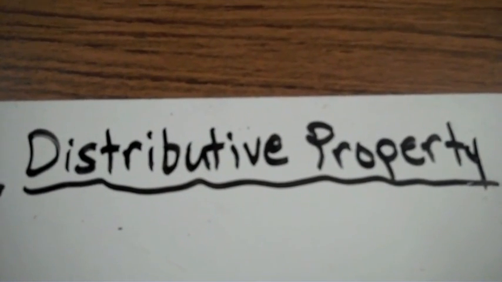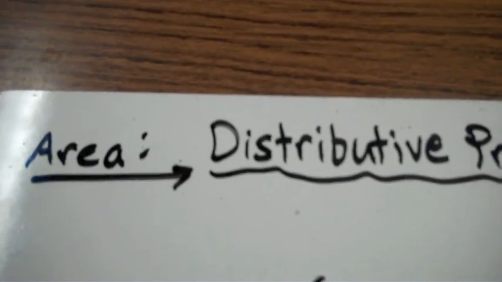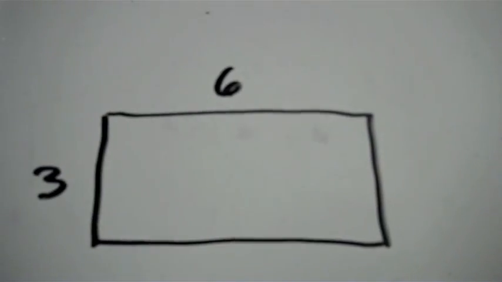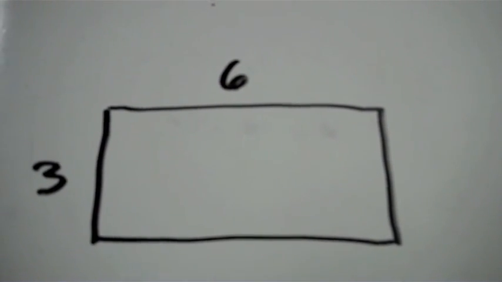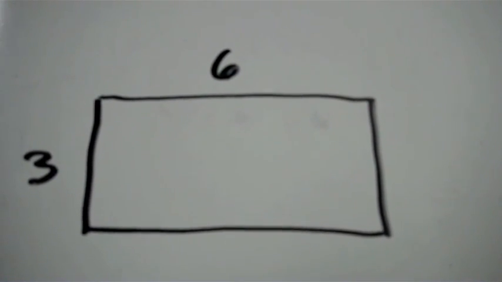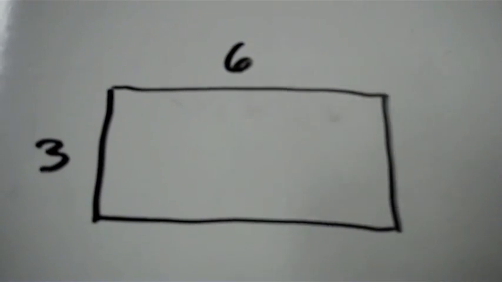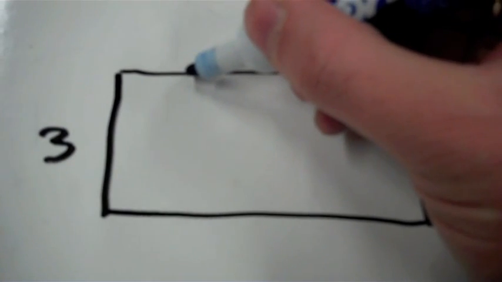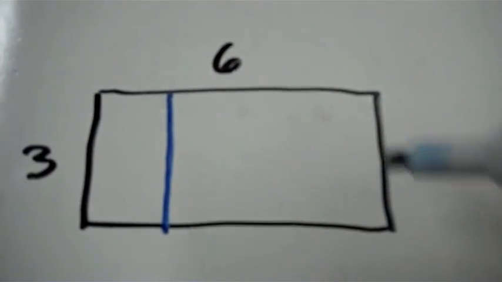Today we're going to learn to use the distributive property to find the area of a rectangle. So here's our rectangle. We have 3 by 6, those are the dimensions. We could just find the area, but the cool thing about the distributive property is you can divide or partition up your rectangle into 2 rectangles and still find the correct answer. So I'm going to do that.